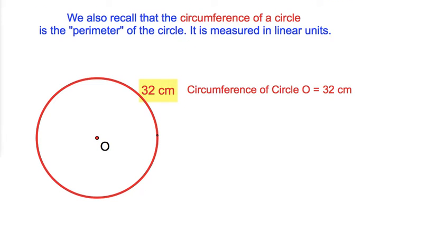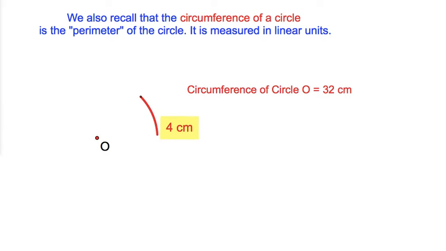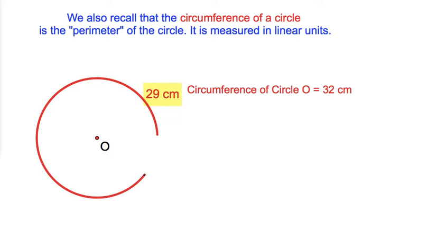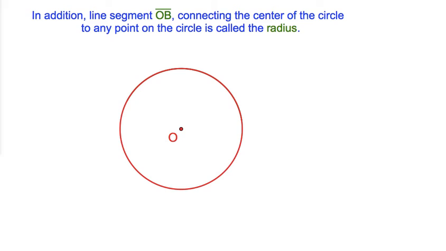We also recall that the circumference of a circle is the perimeter of the circle. It is measured in linear units. In addition, line segment OB connecting the center of the circle to any point on the circle is called the radius.